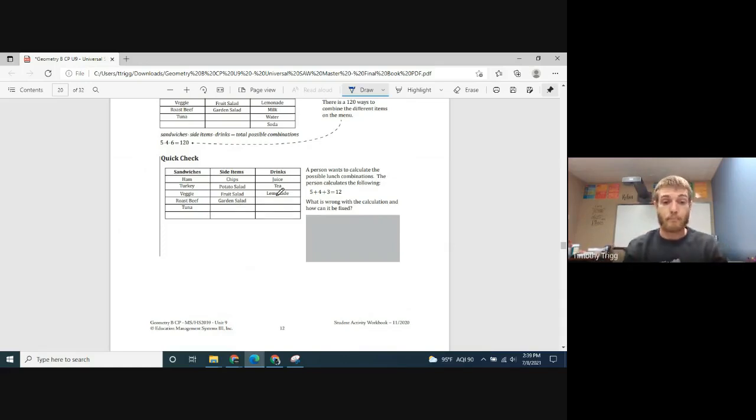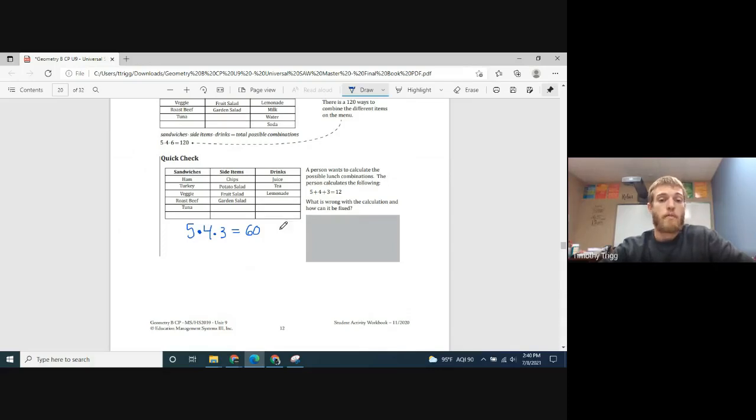So how many total different combinations could you make? Well, a lot. The way you would do it is you would simply look at the number of possibilities here. In this case, you have 1, 2, 3, 4, 5 different sandwiches. So 5 sandwich possibilities. And then you multiply by the number of side item options. So that would be 4 there, times the number of drink options. So that would be 3 here. So 5 times 4 times 3, that's 60. So there's 60 different lunch combinations that you can make.